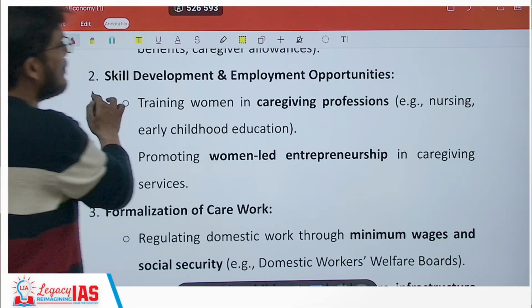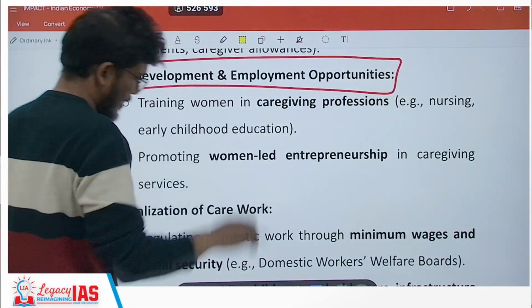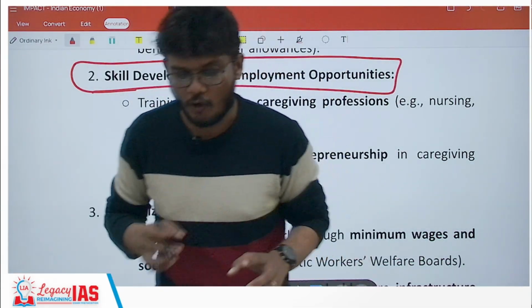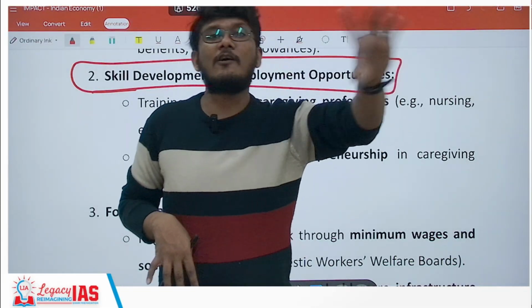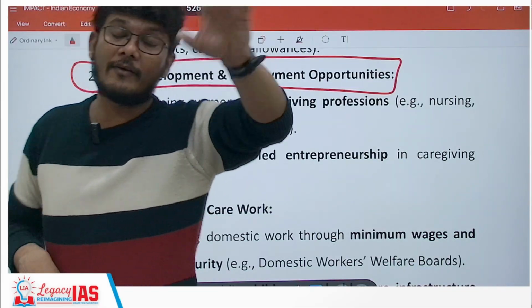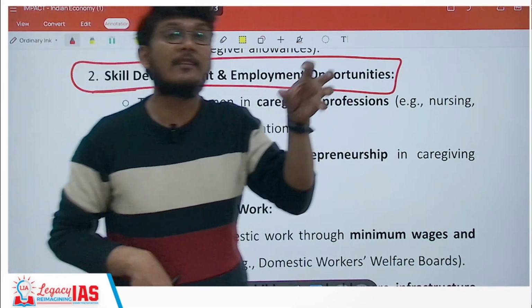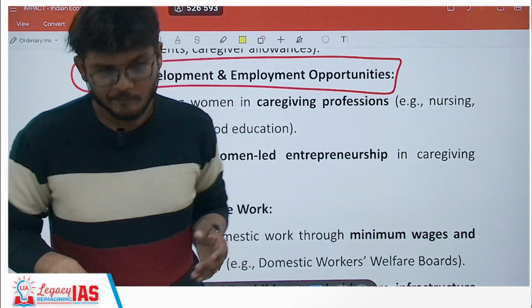Then skill development and employment opportunities. Now understand, this care economy is too much in the unorganized sector in India, whereas in the Western world, in the developed countries, it is already in the organized sector and it is paid.